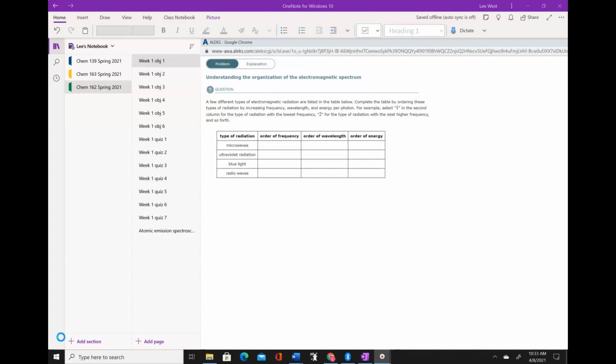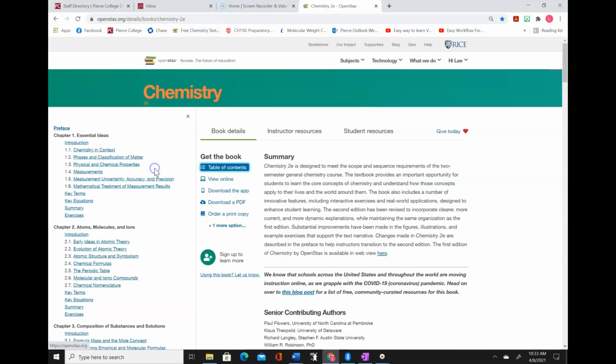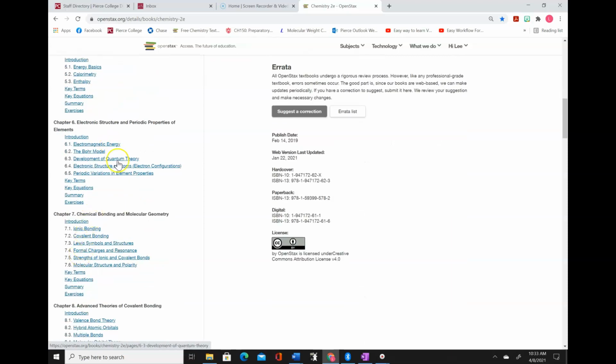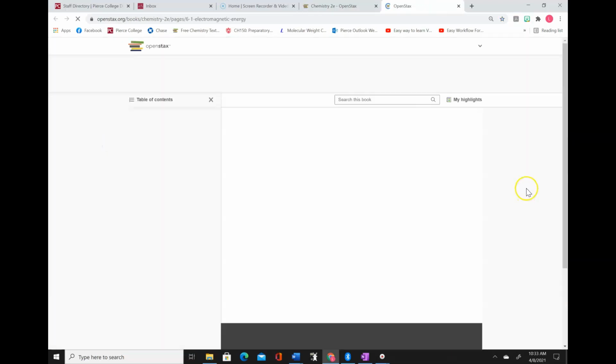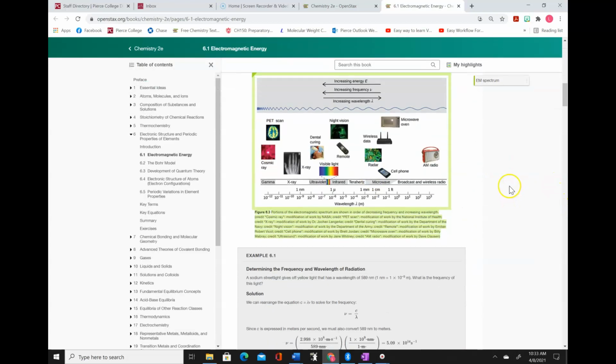So in this case, we want to be understanding the organization of the electromagnetic spectrum. What we're going to want is a diagram of the electromagnetic spectrum, and there's one in your book. I think it's image number 3 in this chapter. Let's see where it is. So here we go, and there it is, just like I said, image number 3.